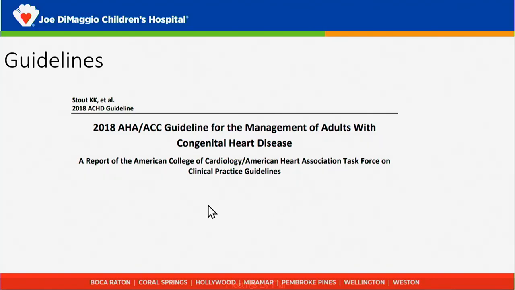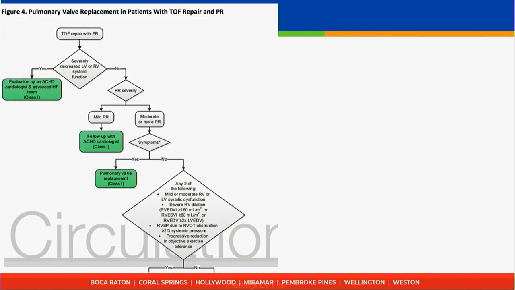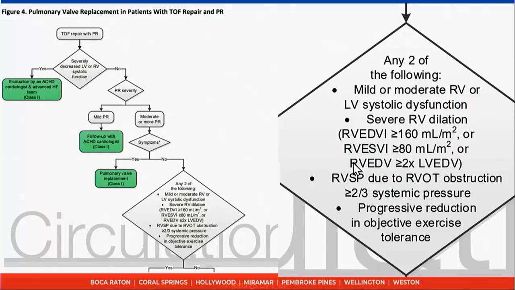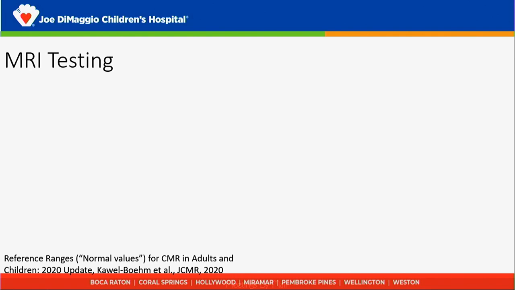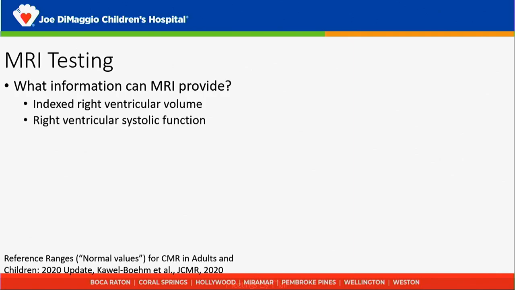Now, the guidelines for this, the 2018 AHA/ACC guidelines for adult congenital heart disease, are very useful. It provides a lot of good algorithms, and I'll focus in on this diamond over here. You can say that an RV is really big, but it's better to have numbers that can back that up. Now, in pediatric and adult congenital cases, we do a lot of MRI testing, and what information can that provide? You can get an indexed RV end diastolic volume, and you can calculate RV systolic function, and this is the gold standard for both of these.